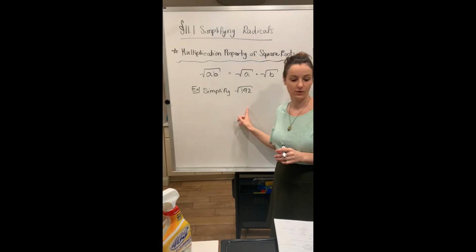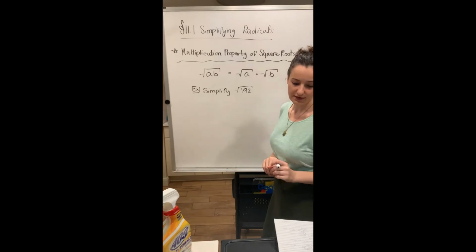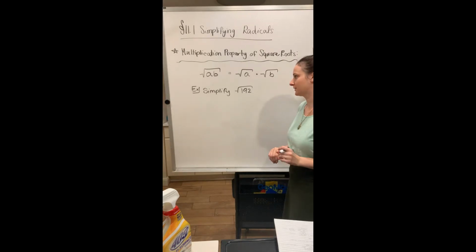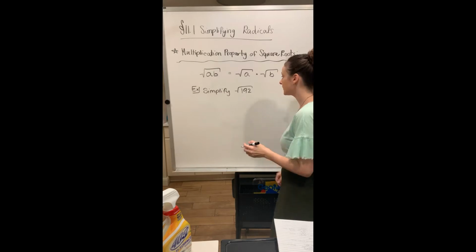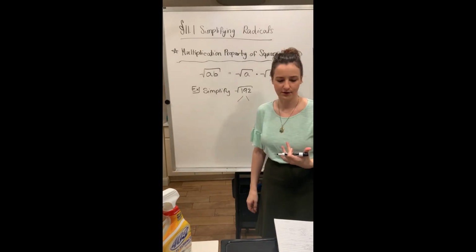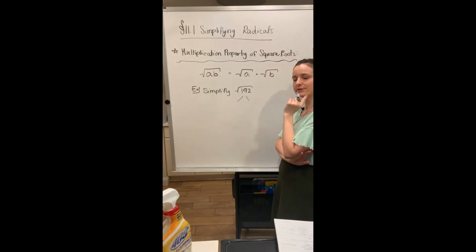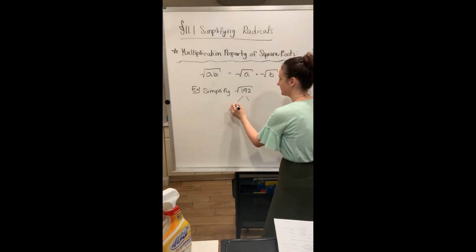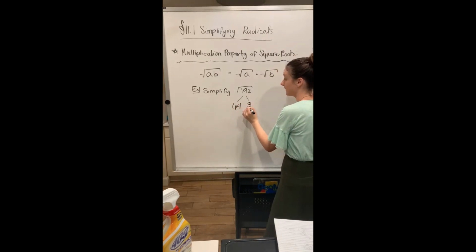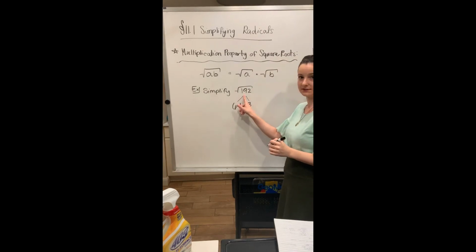Simplify the square root of 192. Our goal is to simplify this number so that the radical has no factors that are perfect squares. So we want to look at the factors of 192 and determine, are any of those perfect squares? Can you think of any number that can factor into 192 that's a perfect square? I got it: 64 and 3. If I multiply 64 times 3, then I'll get 192.